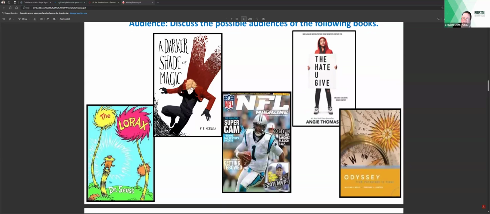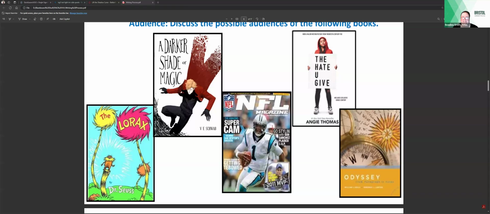So The Lorax, think for a moment about The Lorax, or what you're welcome to do right now is pause the video and actually look up each one of these books. All right, did you pause the video and look it up? All right, now let's talk about the books.